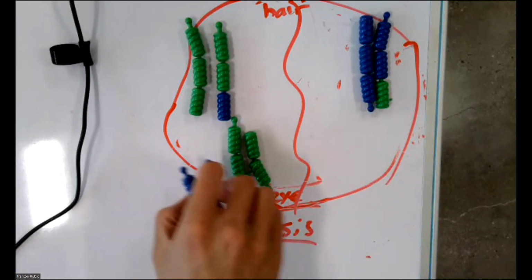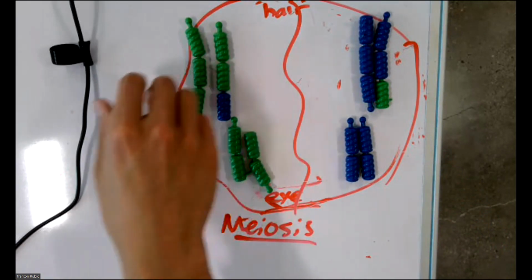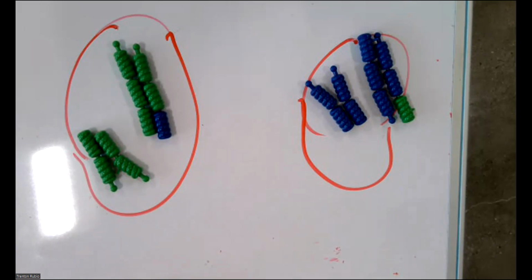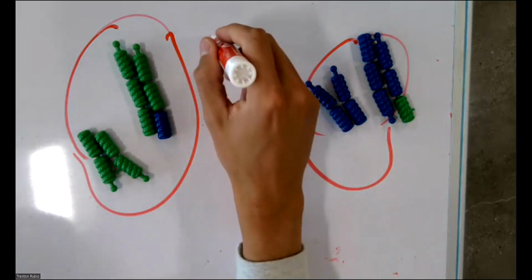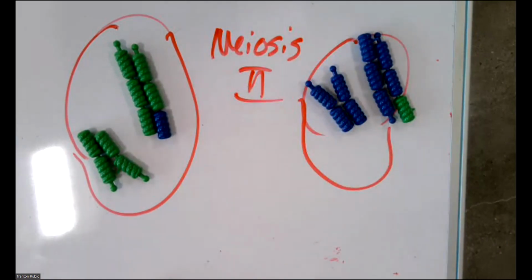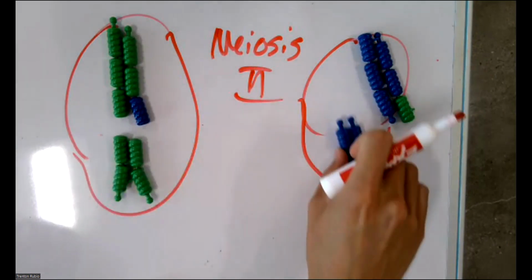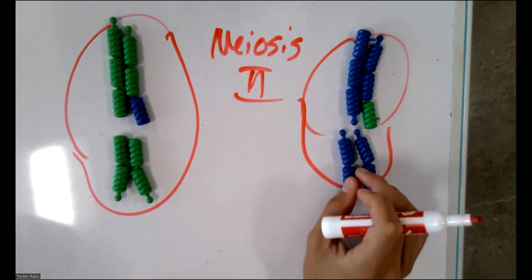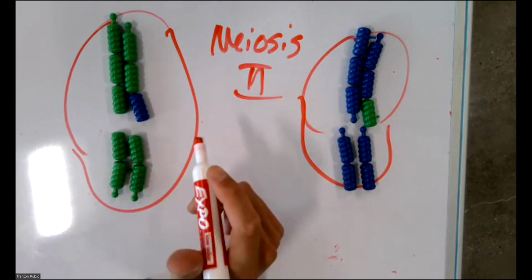Okay. Now, when I get to meiosis 2, I have two fully different cells. So here are the cells that underwent meiosis 1, and now they're entering meiosis 2, where these chromosomes will then line up along the metaphase plate. But this time, the homologous pairs have already been split apart. So now we're going to actually start splitting apart the sister chromatids.